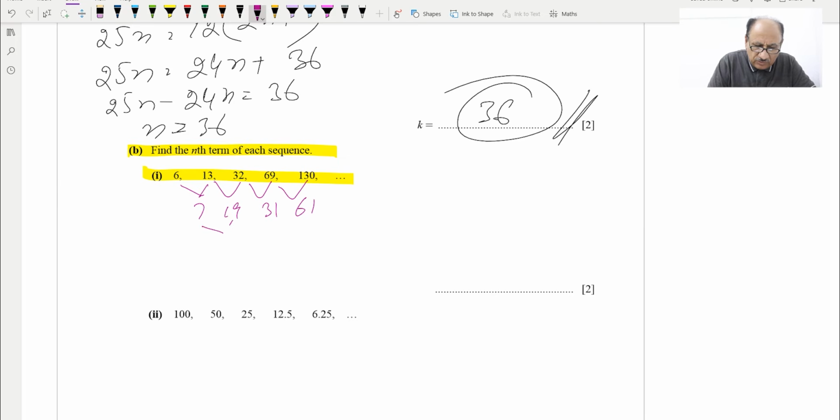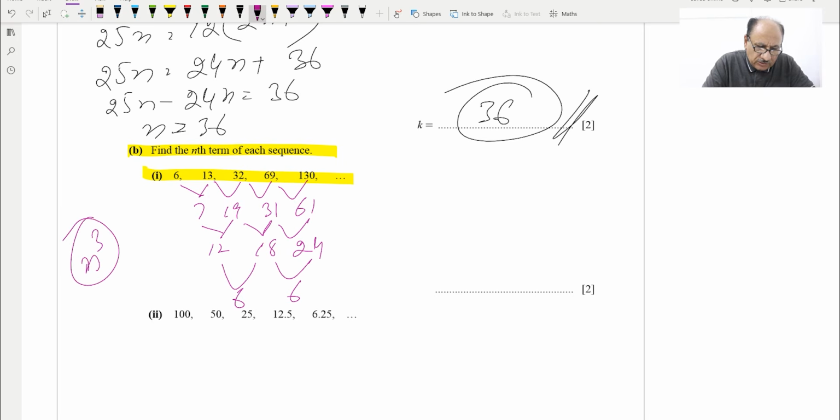First order difference is not same, so second difference we can check. This is 12, this one is 18, and this one is 24. Third difference will be same, which is 6 and 6. So this indicates that there is a cube involved, n cube.